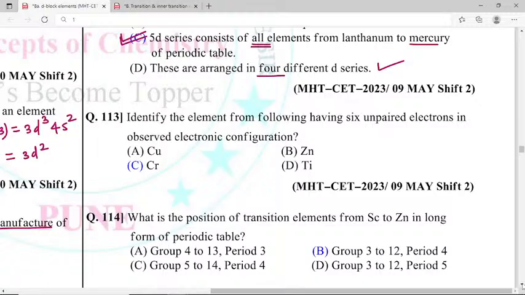Identify the element from the following having 6 unpaired electrons in observed electronic configuration. 6 unpaired electrons, so chromium: 3d5 4s1. Here there are 6 unpaired electrons.